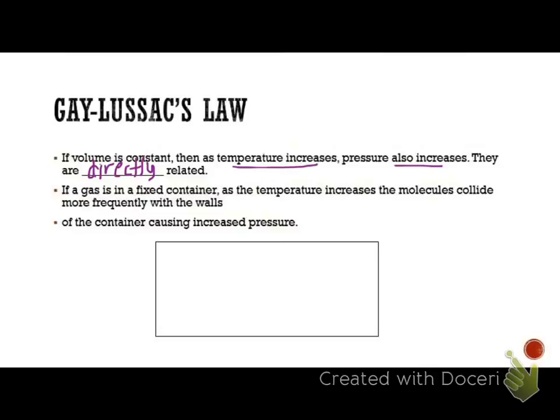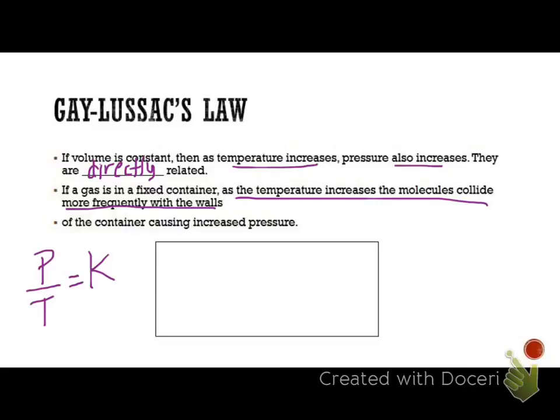Remember we said that the kinetic energy is related to temperature, and so as the temperature is increasing, the molecules are colliding more frequently, and they're hitting the walls more frequently, which is in turn causing an increase in pressure. And so we've been talking about these things being equal to a constant, so pressure divided by temperature is equal to a constant, meaning if one goes up, the other one also goes up, so that they would always be equal to the same value.